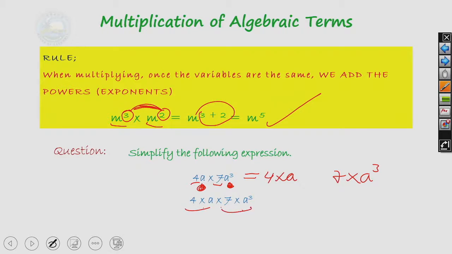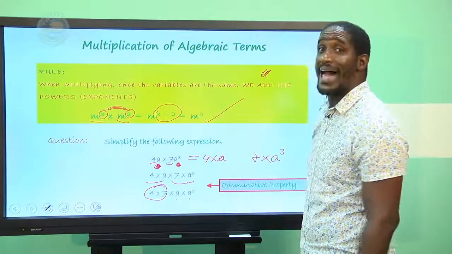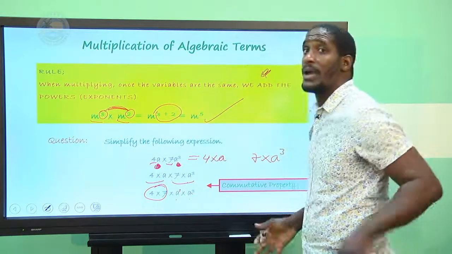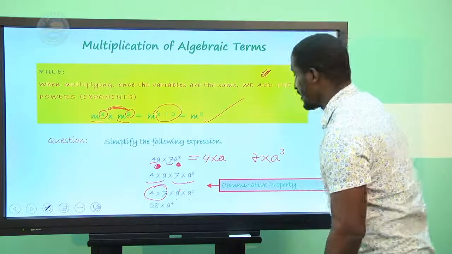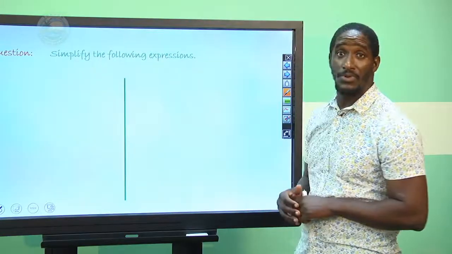But according to the commutative property, we can rearrange them. Rearranging them here, utilizing our commutative property, it becomes 4 times 7 times a times a cubed. We know that 4 times 7 is what? 28. And what is a times a cubed? Utilizing this rule, that once we are multiplying and the variables are the same, we add the powers. The power on this a here is 1. The power on this a is 3. We are multiplying, so we shall add those powers. It is going to be 28 multiplied by a to the power 4, giving me my answer as 28a to the 4th power.